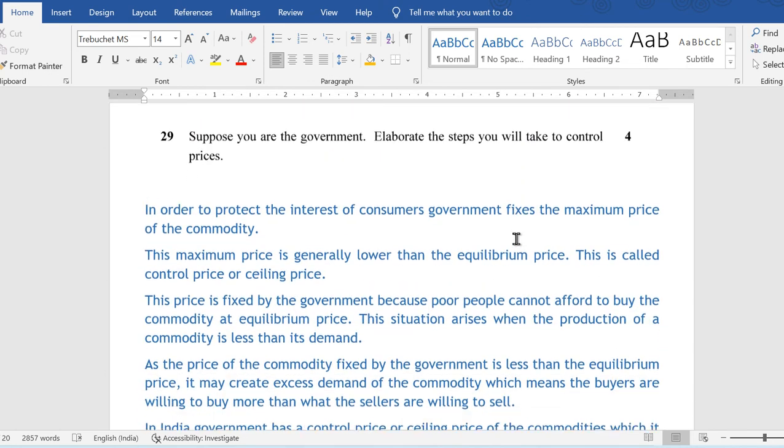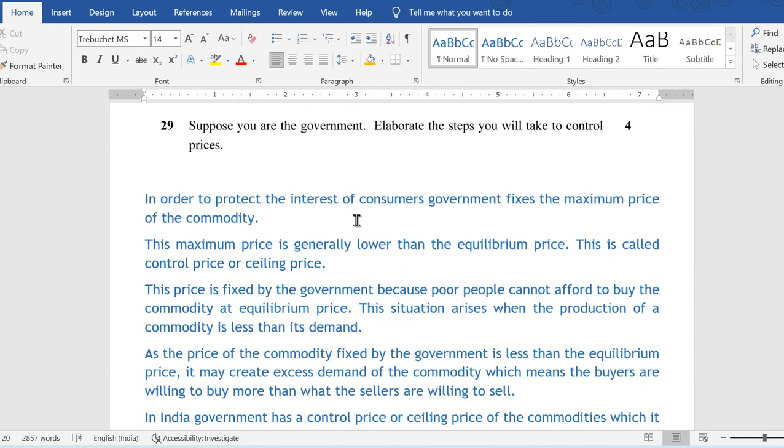Question number 29. Suppose you are the government. Explain the steps you will take to control prices. In order to protect the interest of consumers, government fixes the maximum price of the commodity. The maximum price is generally lower than the equilibrium price. This is called the control price or the ceiling price. This price is fixed by the government because poor people cannot afford to buy the commodity at equilibrium price.